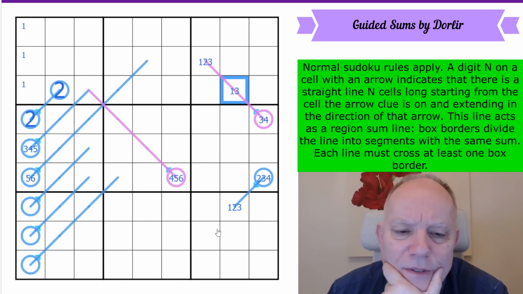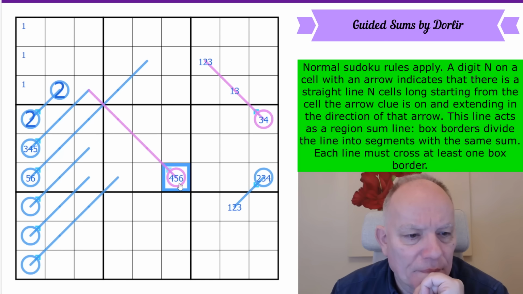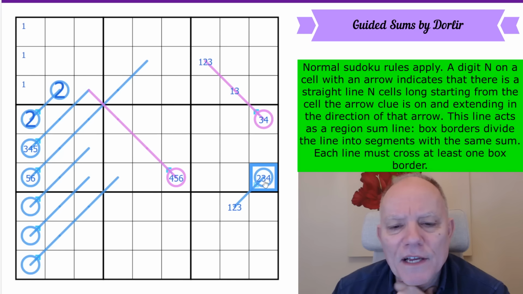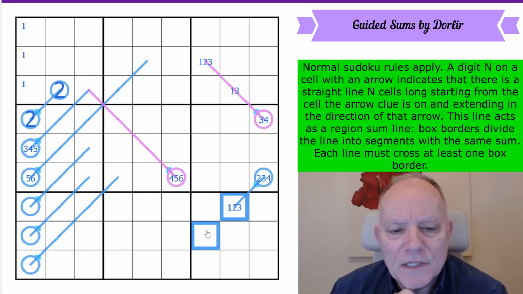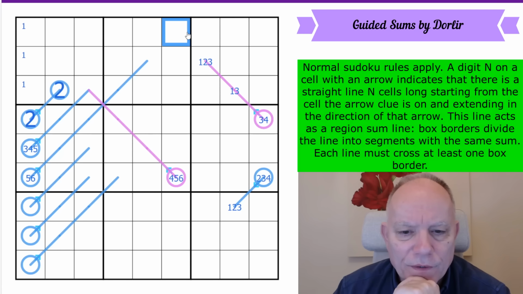I don't know, it looks possible. That couldn't be 4, but that's not a problem. Oh, strange puzzle. Okay, what if that's a 3? Then this is a 1, 2 pair. That's a 4. This is a 1, 3 pair. That's a 4.